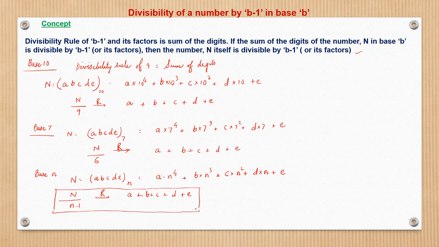So right, basis this we can do. If the question is to find the remainder when a number in any base, say 7, is divided by 6, what we need to do is just add the digits. And here one thing should be noticed, that the addition would now be in base 10.